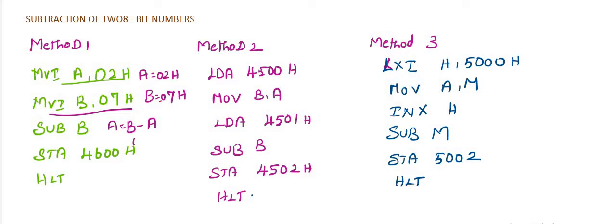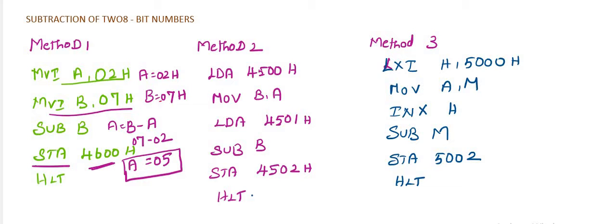The values are 07 and 02, so we will get the answer as 05. So A is equal to 05. That accumulator result we have to store in some location. Let us take 4600 as a memory location. Then using the STA instruction we can store the accumulator value to the 4600 location.